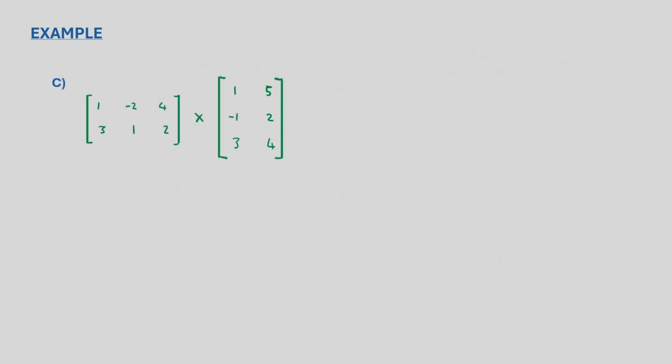In this example, two matrices are multiplied together which are not of equal size. But doing our check, the columns in the first matrix are the same number as the rows in the second matrix, so they can be multiplied together, and will result in a 2 by 2 matrix.